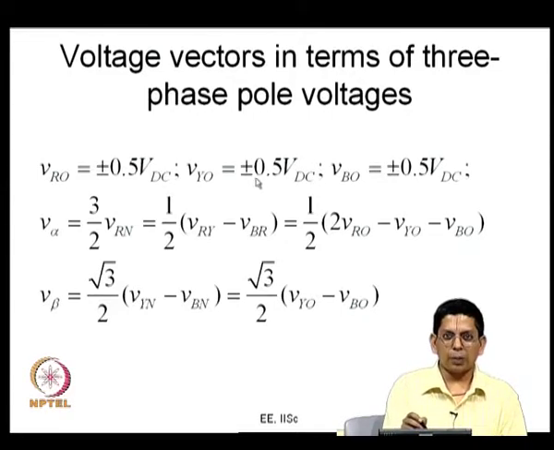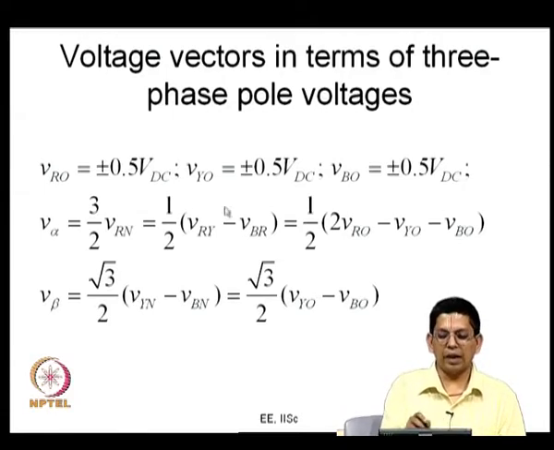Similarly, VYO can be plus or minus 0.5 VDC, depending on whether the Y phase top device is on or the Y phase bottom device is on. Similarly, for the B phase also, if the B phase top device is on, it is plus 0.5 VDC, if the bottom device is on, it is minus 0.5 VDC. So, these are the possible values, and you have 8 sets of 3 phase outputs possible now.